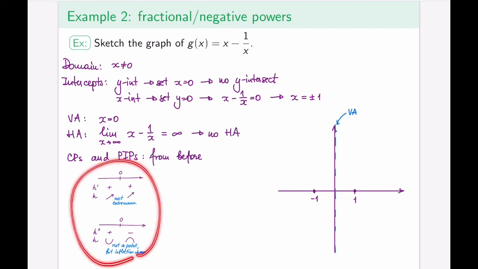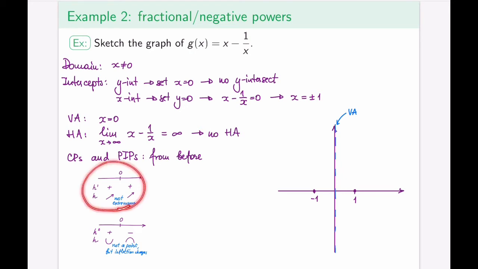So I know that those are the points on the graph. And then I simply have to follow the shapes suggested to me by the first and second derivative analysis. So the first derivative analysis says that the function is always increasing. So no matter what I do, on either side of the vertical asymptote, my function has to be increasing and somehow also go through these intercepts.